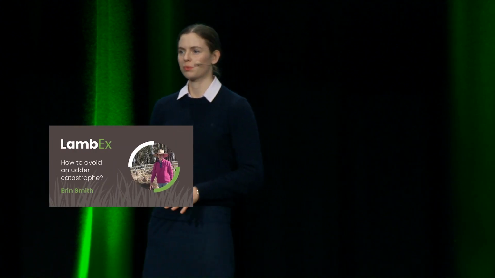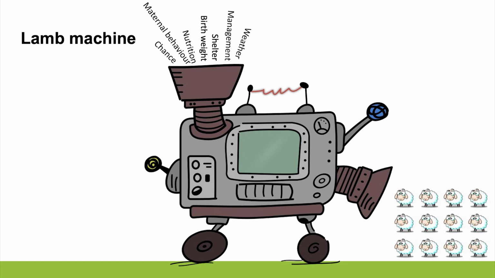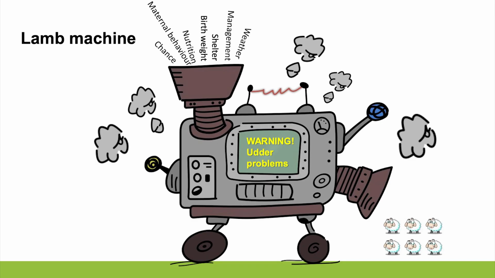A breeding ewe flock can kind of be thought of like a lamb producing machine. For the machine to work properly, you need all the right inputs to receive lots of outputs, or lots of lambs. But as we know, most machines break down, and one of the places the lamb machine can break down is when the lamb dies. And there's two main causes of lamb death in Australia, and that is dystocia, so birth injuries, and the starvation, mismothering, exposure complex.